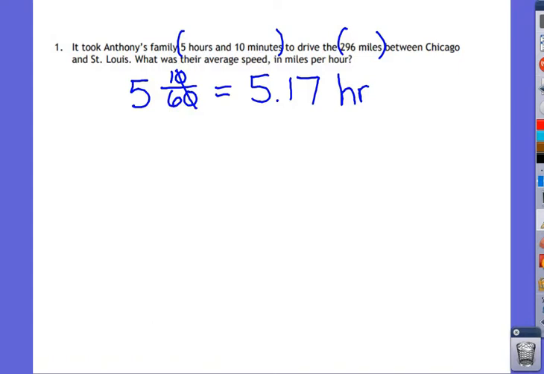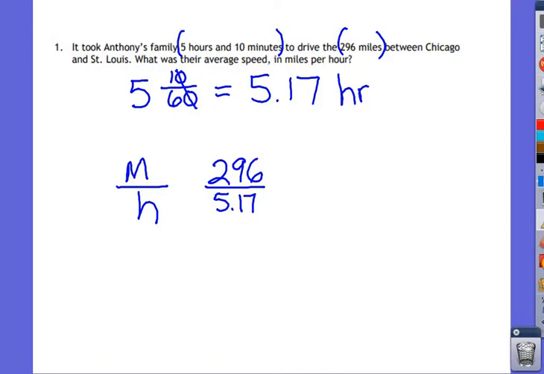I want to know what was their average speed in miles per hour. So I'm looking at miles per hour. What was the total miles we traveled? 296. So I'm putting that on the same level as miles. So 296. And how many hours did it take me to do that? 5.17 hours.